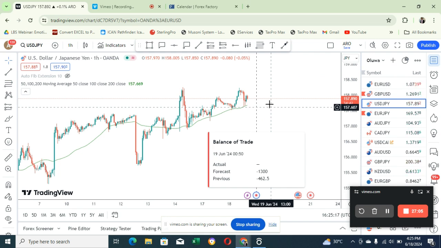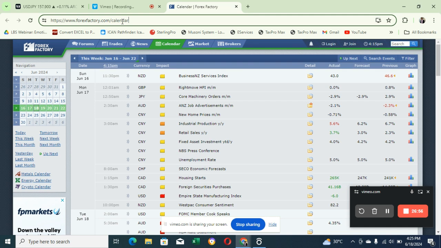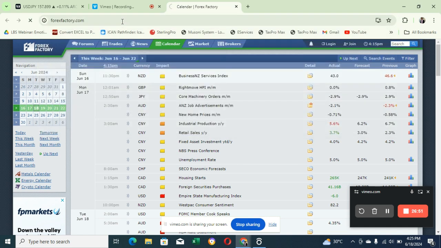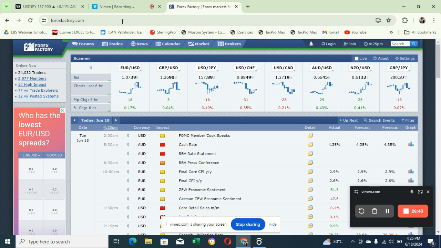From what we call Forex Factory. So Forex Factory, let me go back to the main board of this site. forexfactory.com. When you click on it, it's a place where you can easily check the major events that may likely happen at a particular time. You can see the dashboard of this particular site. We have forum, trader, news, calendar, market and broker, and so on and so forth.